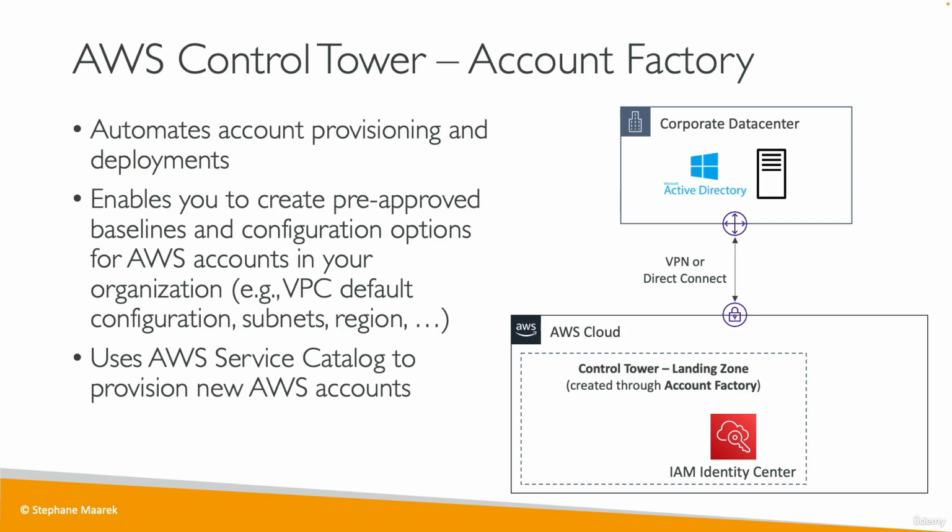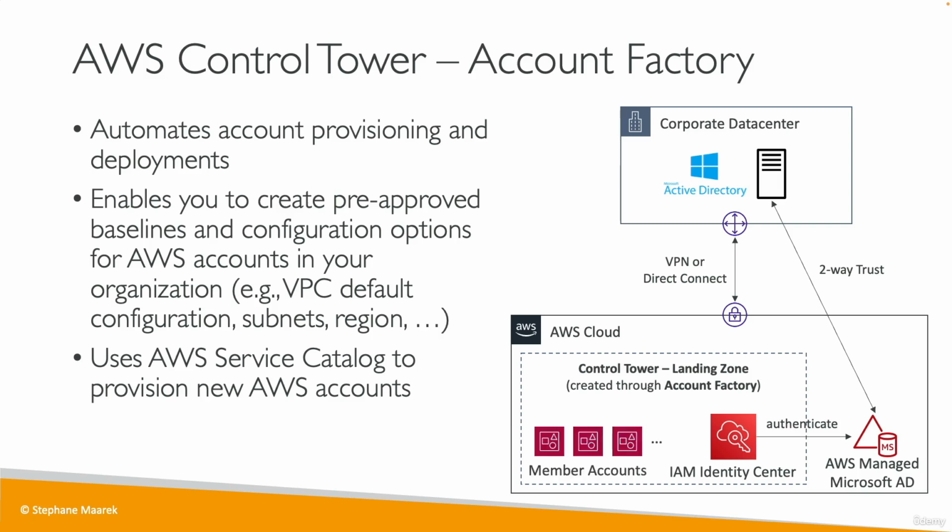We can set this up in different ways, but if you wanted to integrate with Microsoft Active Directory on your corporate data center, then you would create an AWS Managed Microsoft AD, which would be the source of authentication for your IAM Identity Center. Then you would create a two-way trust between Active Directory on your corporate data center and AWS. From there, any accounts created through your landing zone and through Account Factory will be properly configured to leverage authentication through IAM Identity Center, and therefore use underlyingly the Active Directory you have in the cloud and the one you have also on your corporate data center.